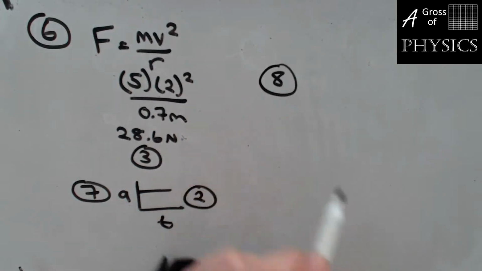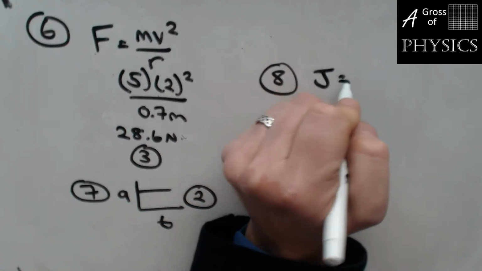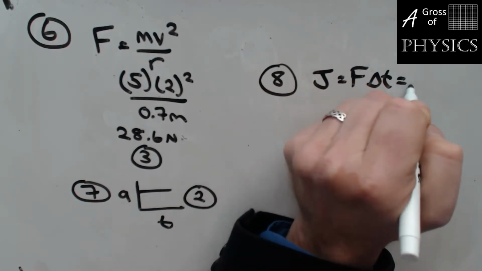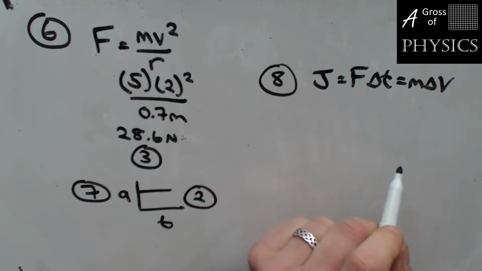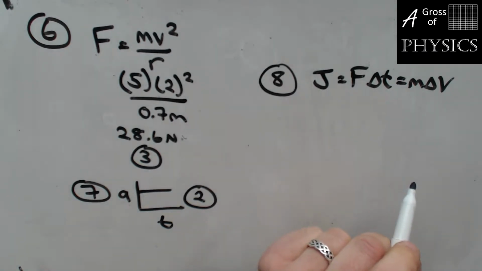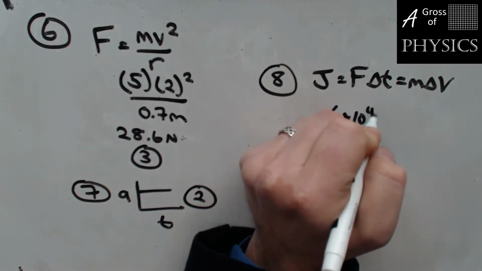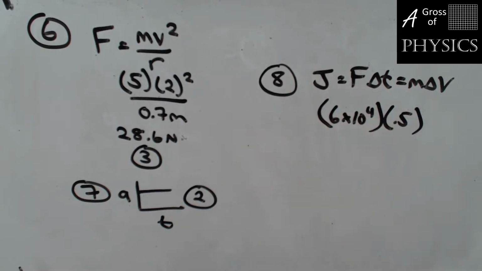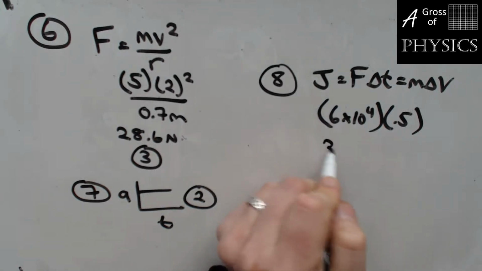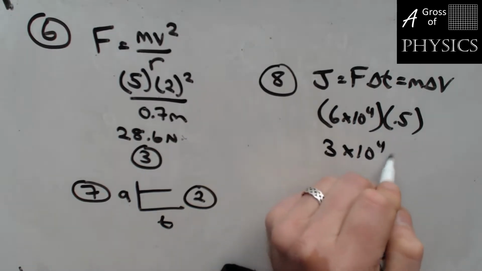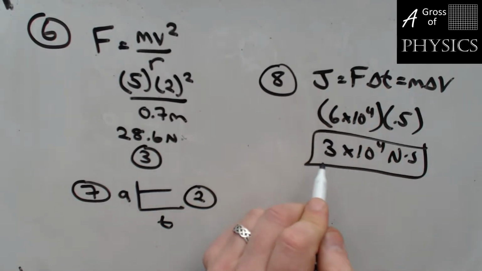All right, now 8. We have a car colliding with a tree and brought to rest. What's the impulse? J is F delta T equals M delta V. Now we have the force and we have the time, so we're just going to use those two. 6 times 10 to the 4 times 0.5 is 3 times 10 to the 4 newton seconds. Choice 2.